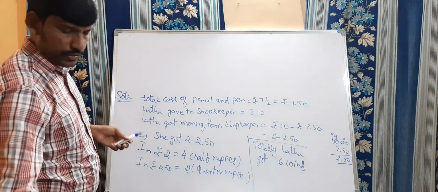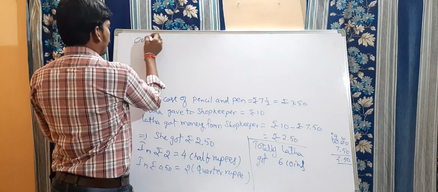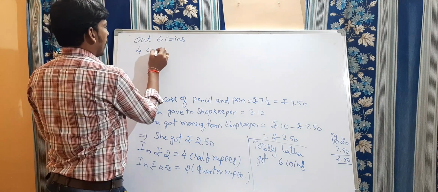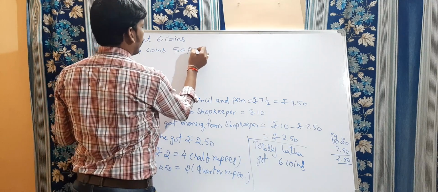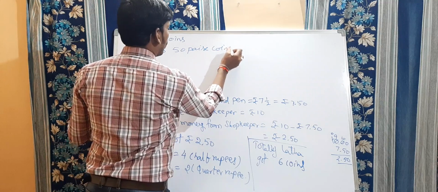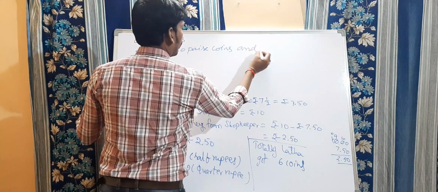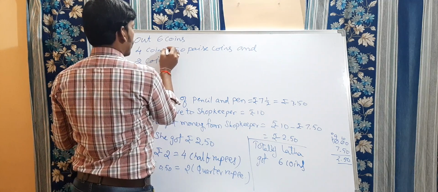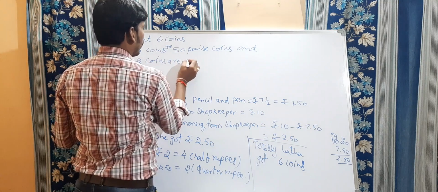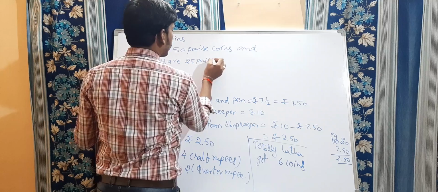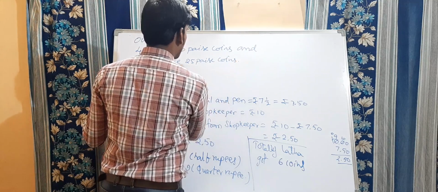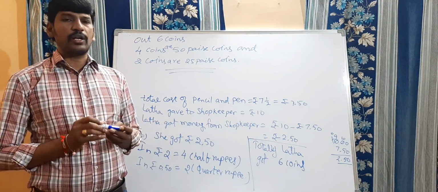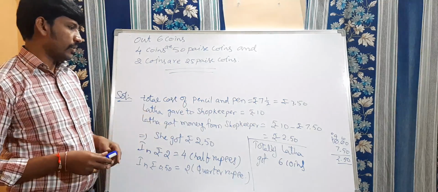Now look at here, everyone. So totally, out of 6 coins, 4 coins are 50 paise coins and 2 coins are 25 paise coins. This is clear, my dears? Okay. So keep it in mind, half rupee is equal to 50 paise, quarter rupee is equal to 25 paise. Please note this down. Clear, my dears?